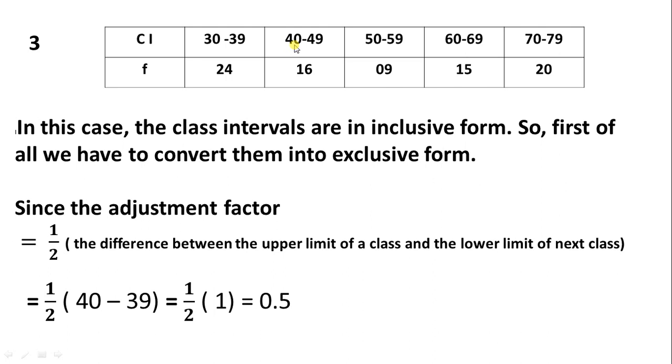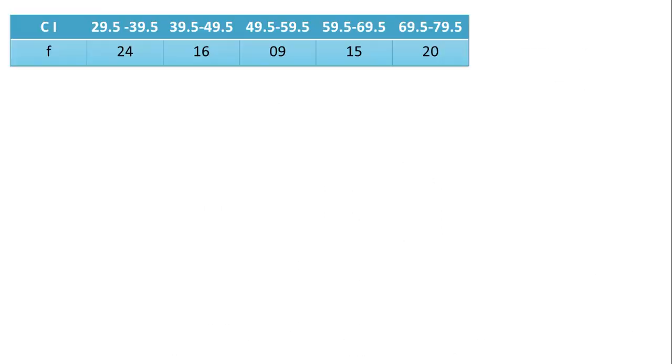That is 30 minus 0.5, 29.5, 39 plus 0.5, 39.5. First class interval. Second class interval, 40 minus 0.5, 39.5, 49 plus 0.5, 49.5. That means to say, here the given cumulative frequency distribution table is converted from inclusive form to exclusive form.